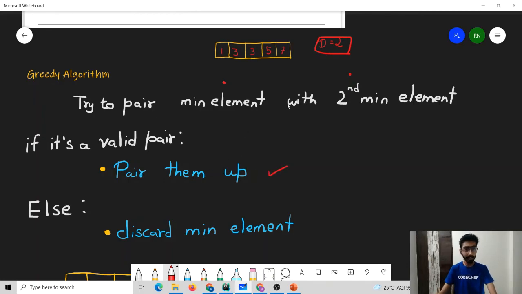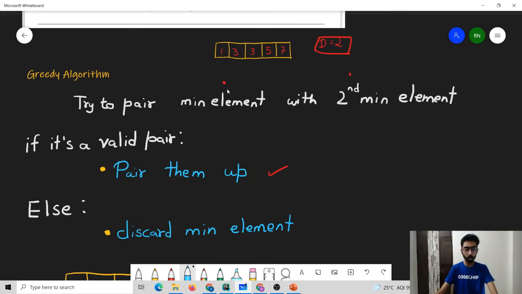But if this pairing is not going to be valid, then we are going to consider that the minimum element cannot be paired with any other chopstick, so we are going to discard it. So this is our greedy approach. But we don't know whether this greedy approach is right or wrong. It might be the case that this greedy approach is wrong, but we need to prove that it is right.